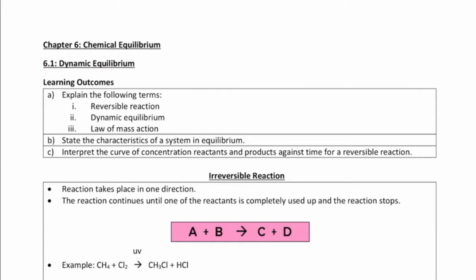Okay, so our learning outcome adalah you should be able to explain the following terms: reversible reaction, dynamic equilibrium and law of mass action. Okay, and then state the characteristic of a system in equilibrium. Okay, and then interpret the curve of concentration of reactant and product against time for a reversible reaction. Okay, so akan ada graph lah, concentration versus time, and then you should be able to interpret the graph.